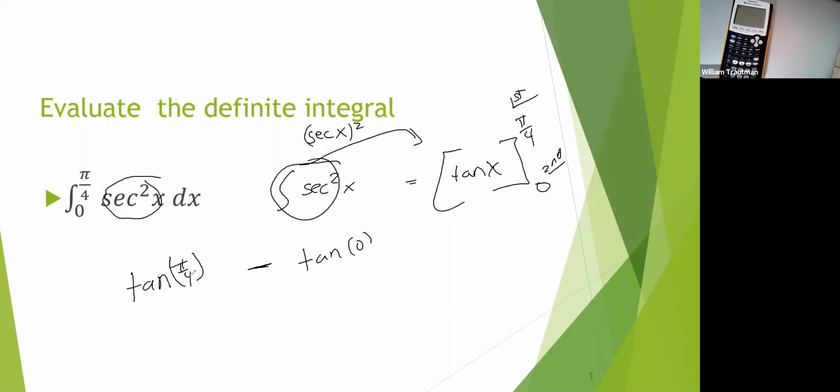Tangent of pi over 4 is 1. You go to your unit circle. Pi over 4 is square root of 2 over 2 over square root of 2 over 2. Sine over cosine. Same thing divided by the same thing. It equals 1. Tangent of 0 should equal 0, right? Sine over cosine, 0 over 1 is 0. So this equals 1. Integrating secant square x between 0 and pi over 4 should yield you 1. Let's see if we can do that on our calculator.